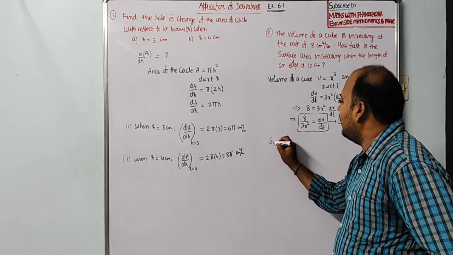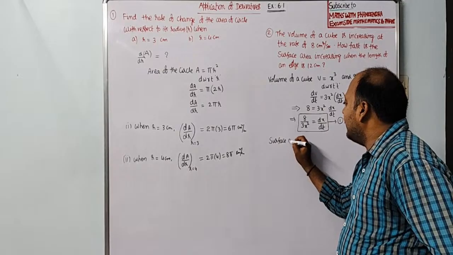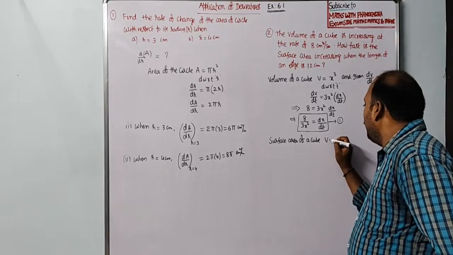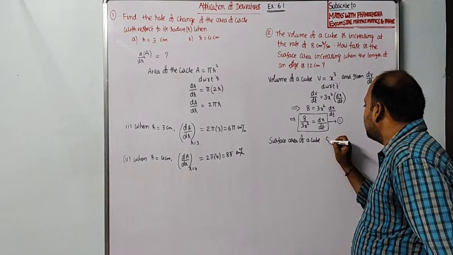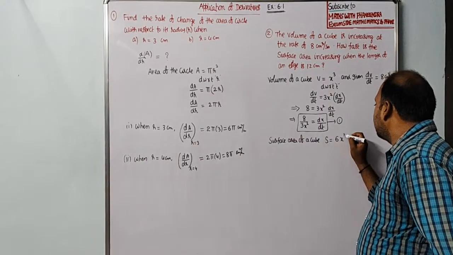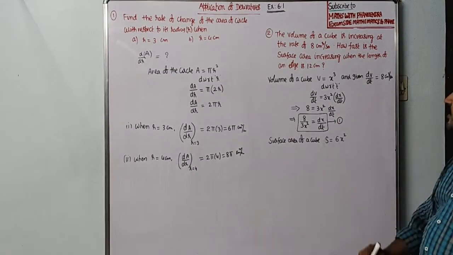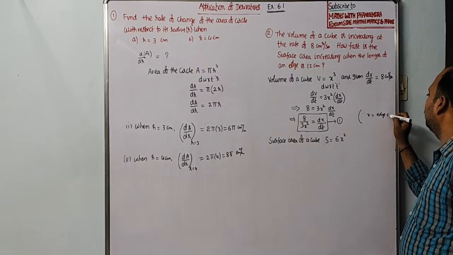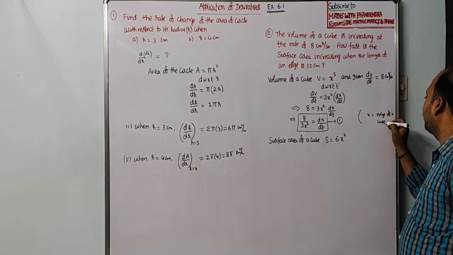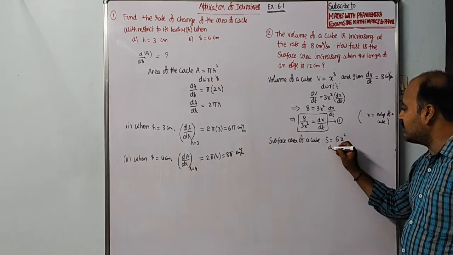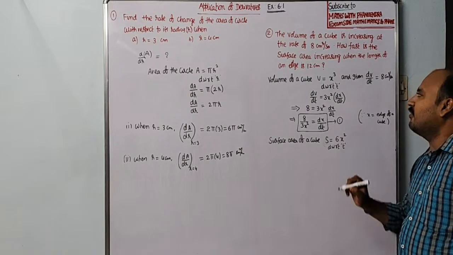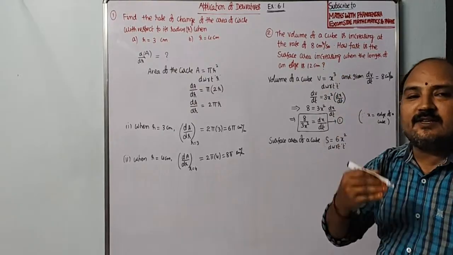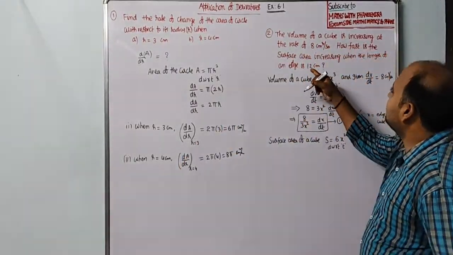Next, surface area of a cube. It is denoted by S, dear students. S is equal to 6x square, where x is the edge of a cube. Differentiate with respect to t. What are they asking to find? How fast is the surface area increasing? What is dS by dt when x is 12 centimeters?